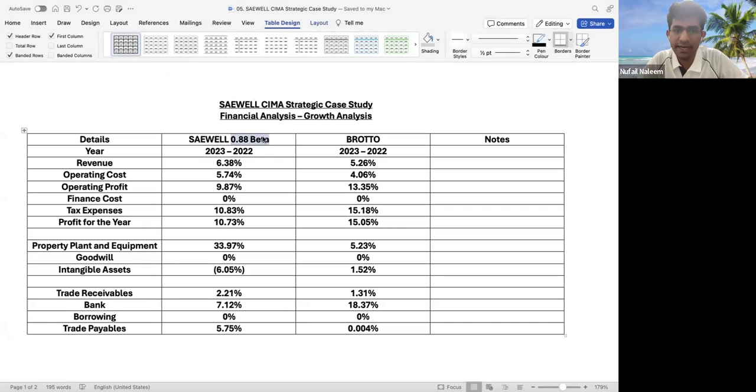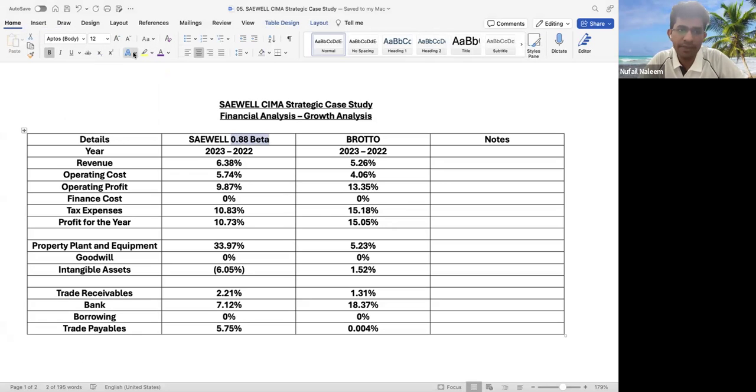And we know the beta here is 0.88. Students, specific risk is less, that is the idea. I will prove it in the calculation also. Now, if you observe the revenue growth, it is 6.38 and here it is 5.26 for Brutto. Now, obviously, that is correct.